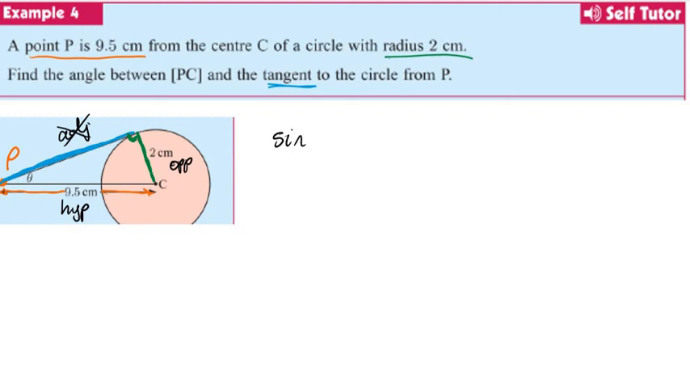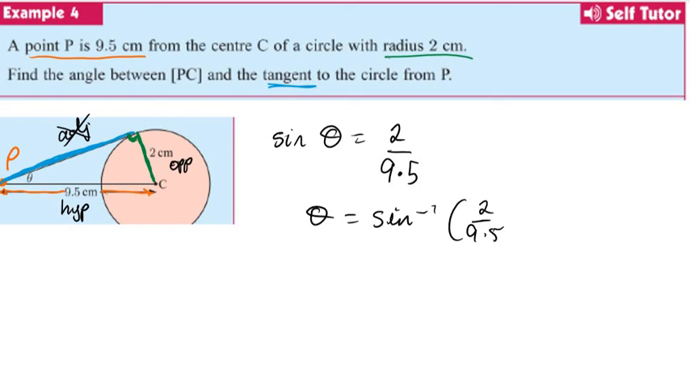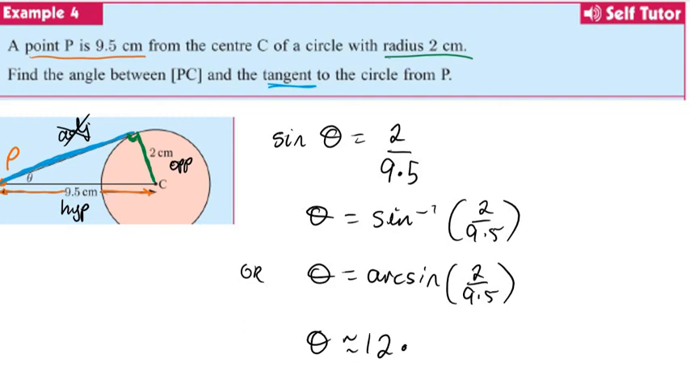So sine theta equals opposite over hypotenuse. Therefore, theta is equal to, and we call this the inverse sine of 2 over 9.5, or we can write arcsine. Arcsine is a more archaic method of writing this, but it avoids the ambiguity of the -1. And when we evaluate that using the calculator, we get to 3 significant figures that theta is approximately 12.2 degrees. The important thing here is setting up that diagram.